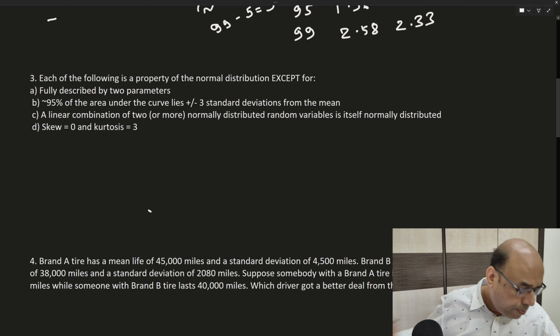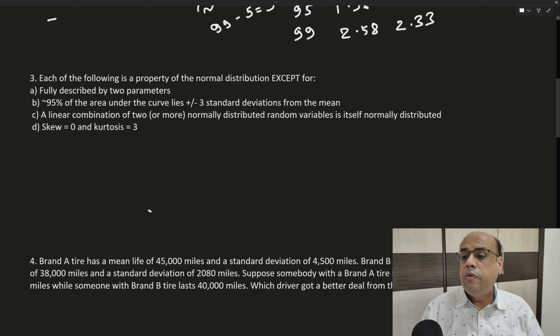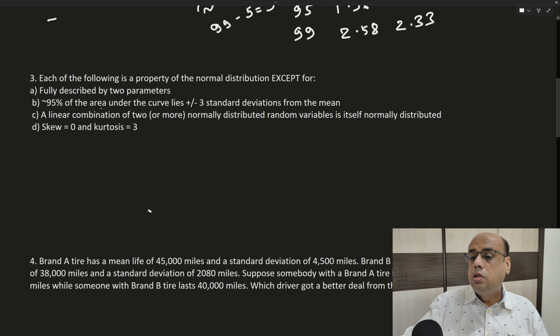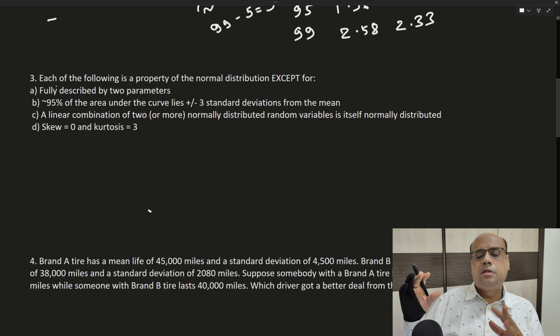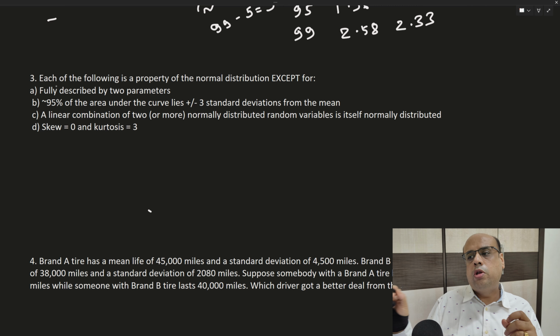Each of the following is a property of the normal distribution except for... So we know a normal distribution is fully described by two parameters, mu and sigma. Sometimes we tend to overlook what they are asking, whether we have to find the true or the false. Here all are true except one is false.